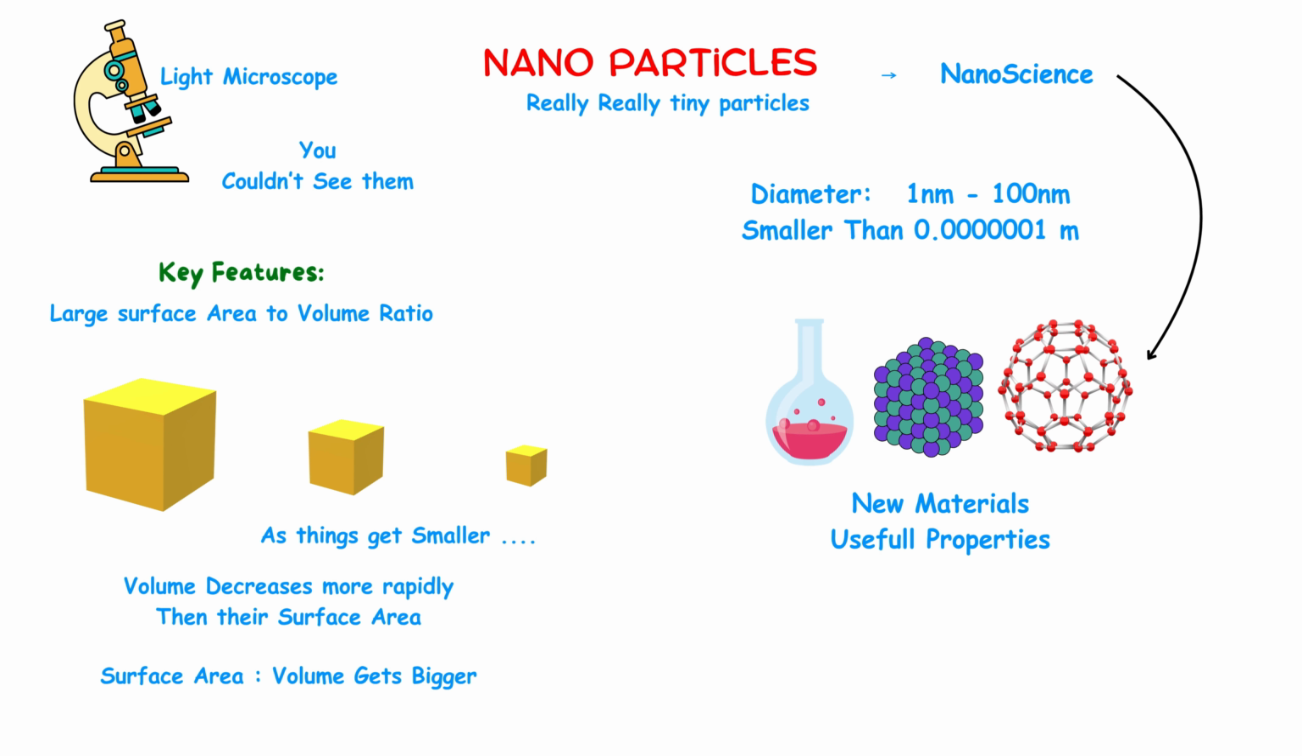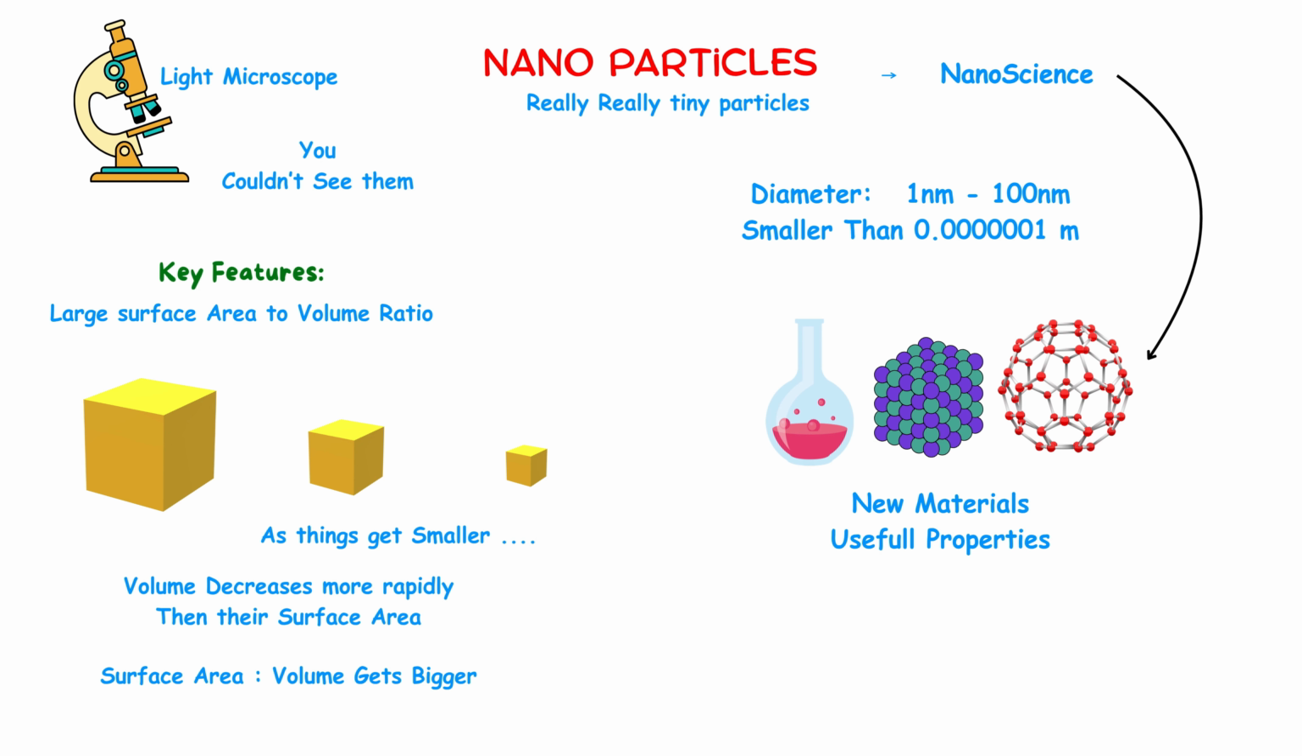To give you an idea of just how tiny that is, a single nanometer is 1/billionth of a meter, meaning these particles are smaller than 0.000000001 meters across. Because of their incredibly small size, even high-powered light microscopes cannot be used to see them. The scientific field that studies and develops these types of materials is known as nanoscience.